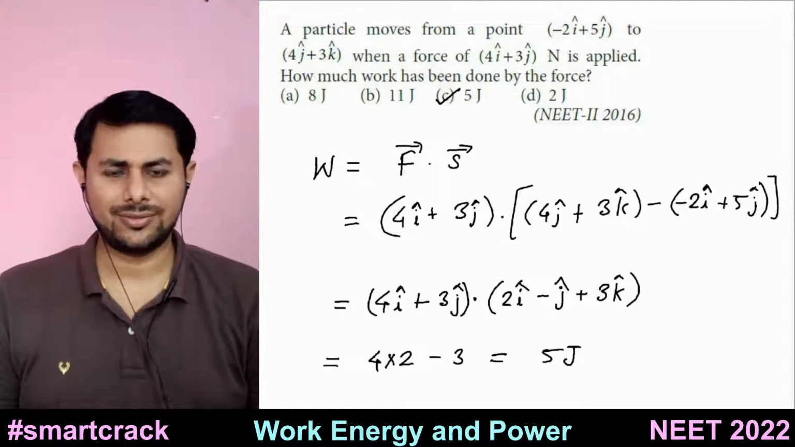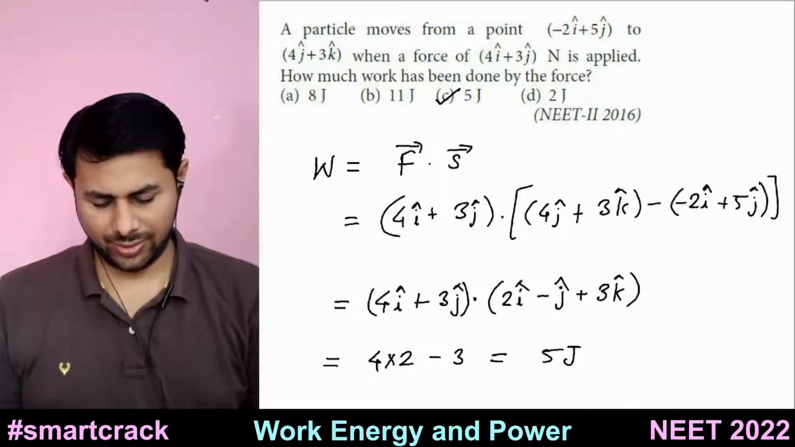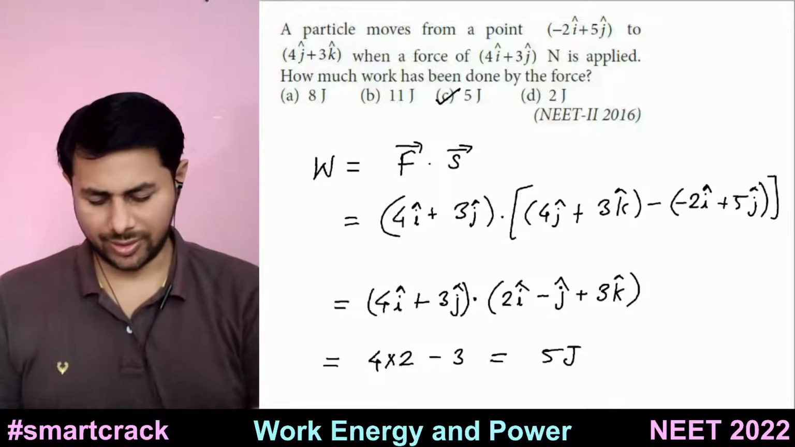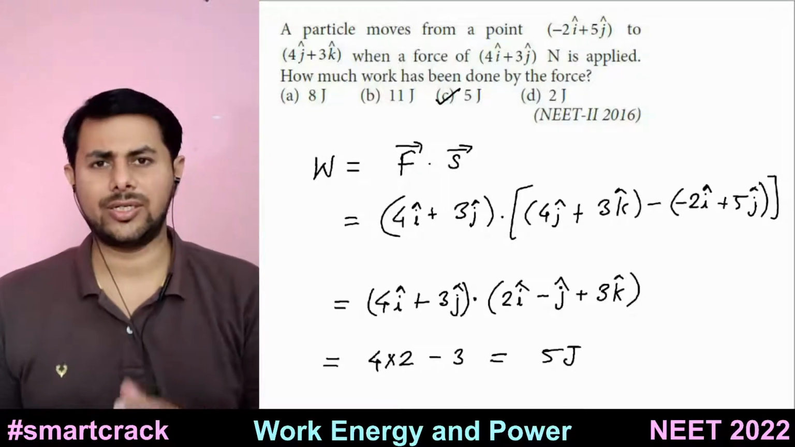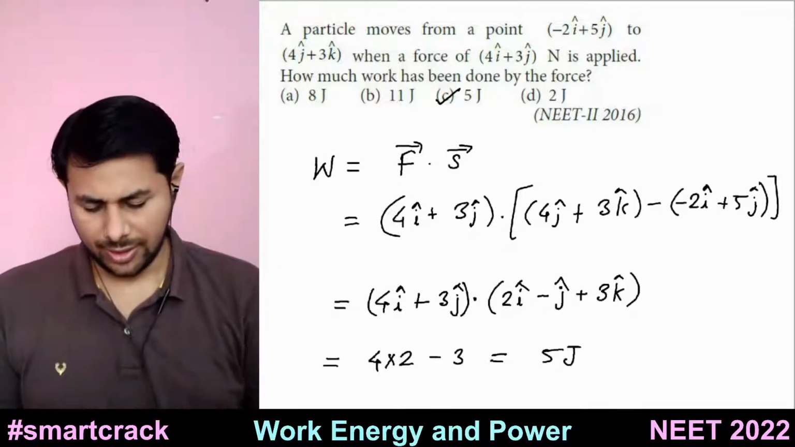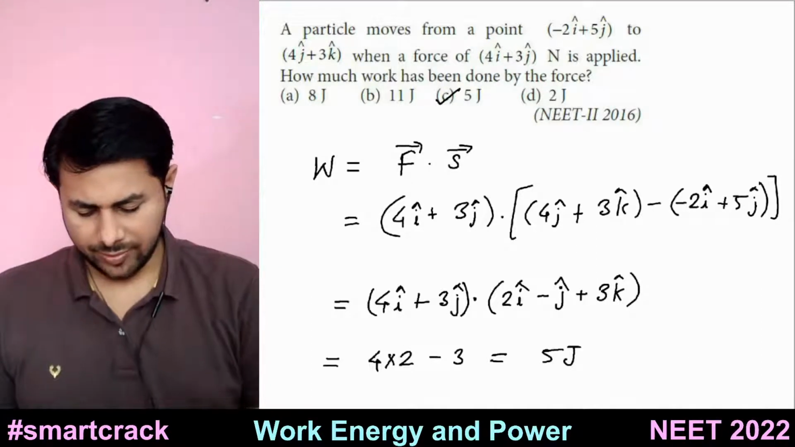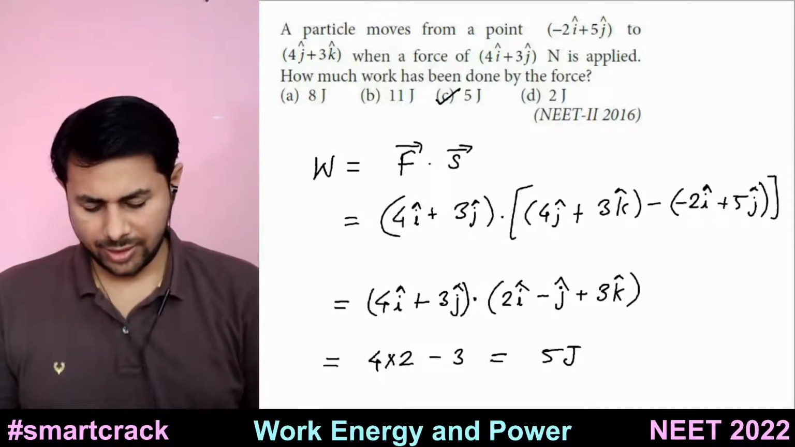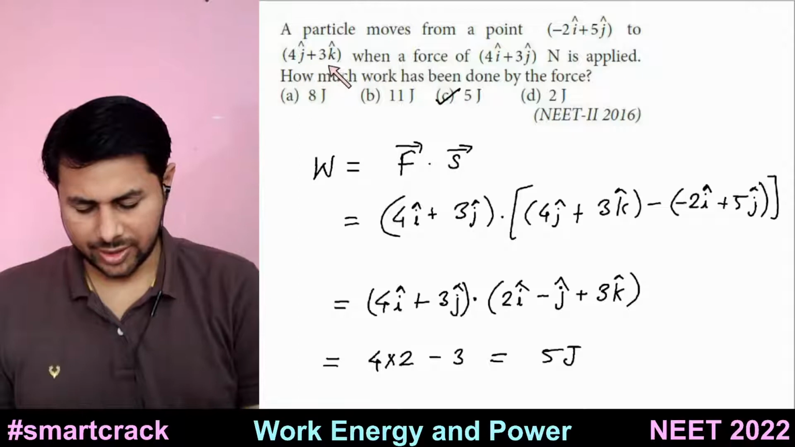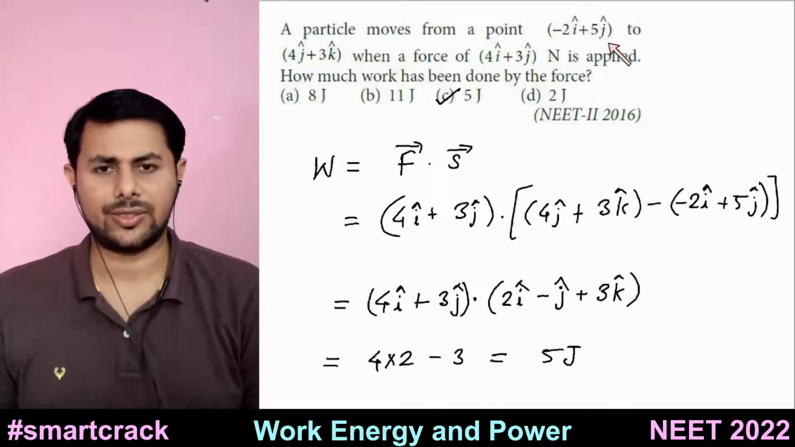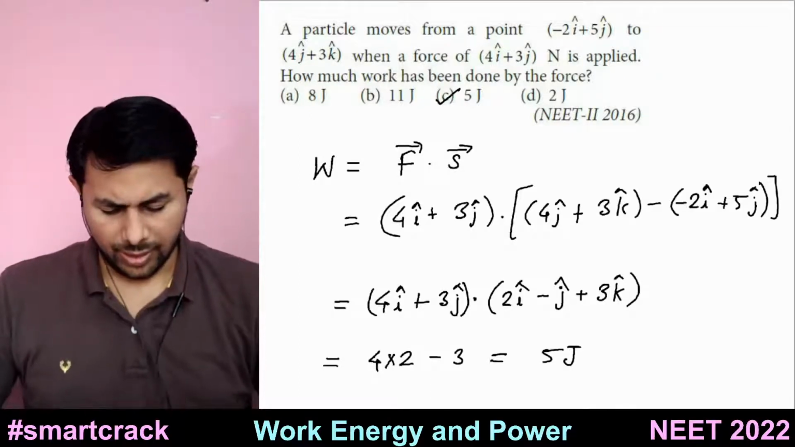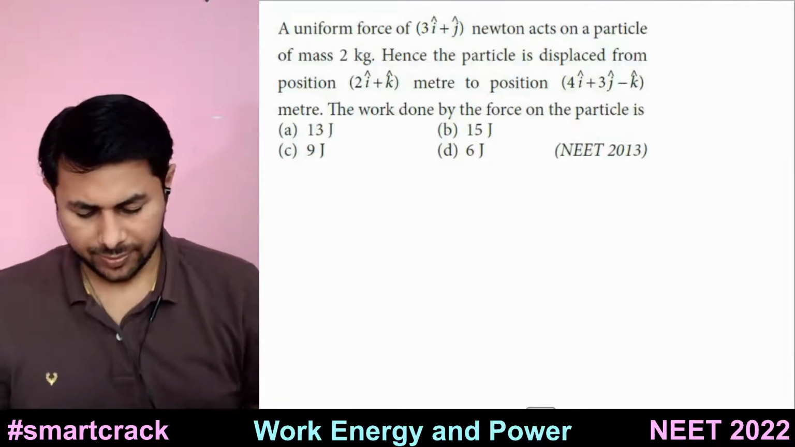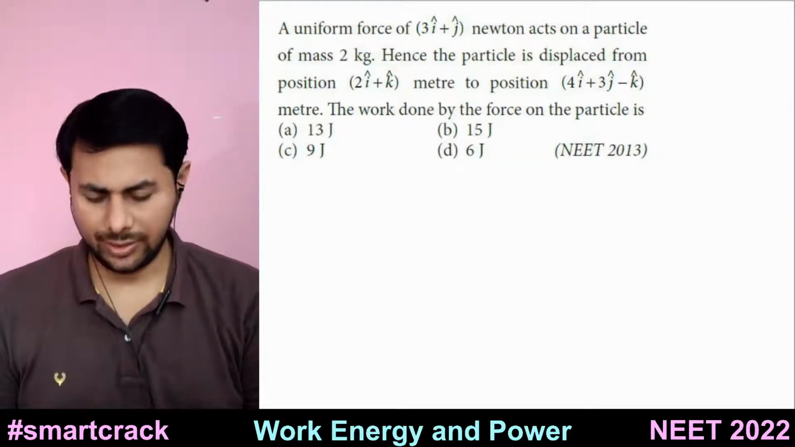It's simple, right? So here we are just doing the dot product. We have force and displacement. Okay, work done is the dot product of force and displacement. So force is given by this term 4i cap plus 3j cap. Okay, and what is displacement? It is final position vector, which is this one, minus the initial position vector. Okay, so this was a simple problem. Let's move on to the next one.